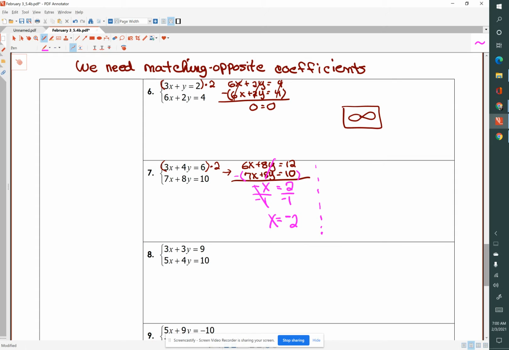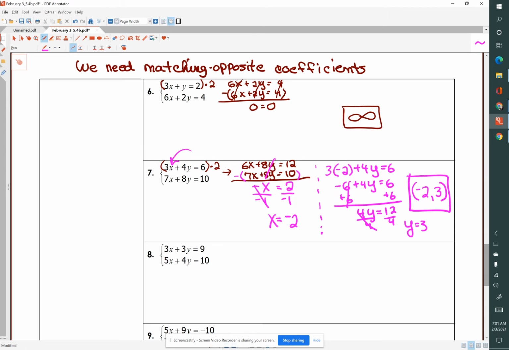Now, I'm going to insert x into the first equation. So 3, instead of x, I have negative 2 plus 4y equals 6. That would be negative 6 plus 4y equals 6. I'll add 6 to both sides of the equation so I can isolate 4y. And then I'll divide both sides of the equation by 4 so that I get y equals 3. So my ordered pair is negative 2, 3.